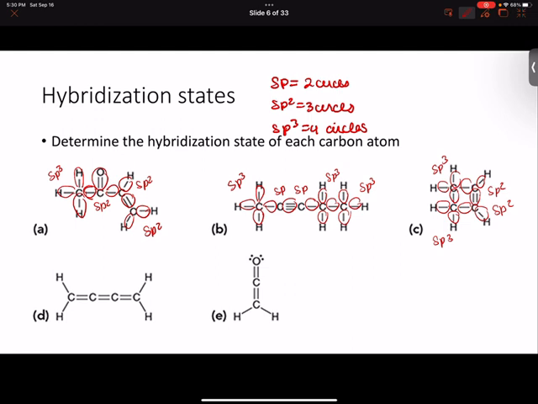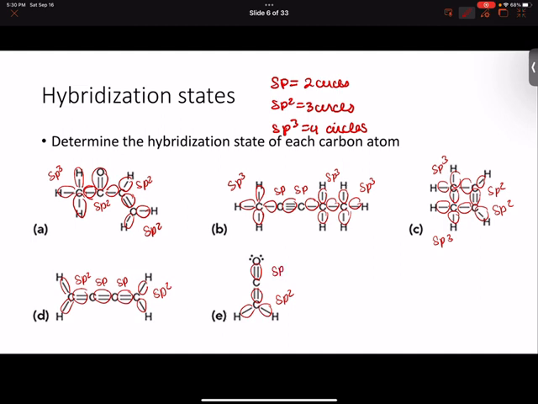And then let's see on letter D, we have 1, 2, 3. We have sp2. We have 1, 2. This is going to be sp. 1, 2. This is going to be sp. 1, 2, 3. This is going to be sp2. And then let's look at letter E. We have 1, 2, 3. This is going to be sp2. They have 1, 2, sp.